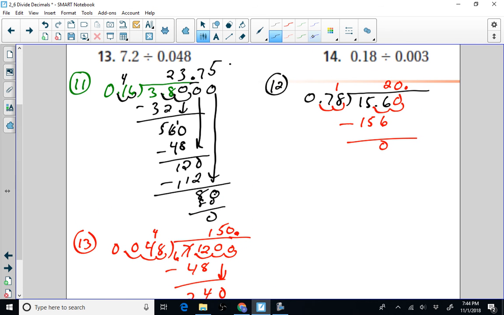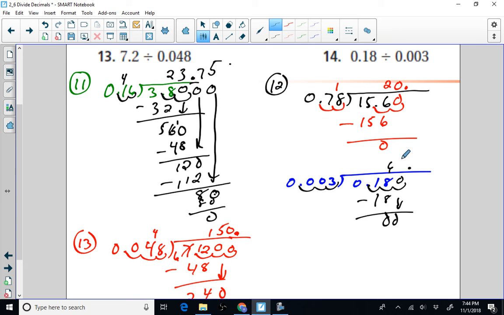And the last problem today is going to be 3 thousandths into 18 hundredths. What's that going to look like? Well, in our divisor, we have to slide the decimal point 3 places to the right to make our divisor a whole number. So I have to slide the decimal point 3 places to the right in our dividend, and the decimal point goes into our quotient. 3 goes into 18 6 times. 6 times 3 is 18. Subtract, I get 0. Bring down the 0. 3 can't go into 0, so a 0 goes in our quotient, and our quotient for problem 14 is going to be 60.